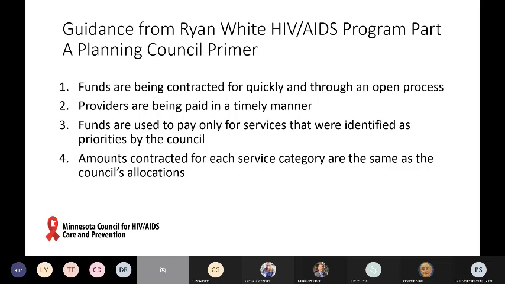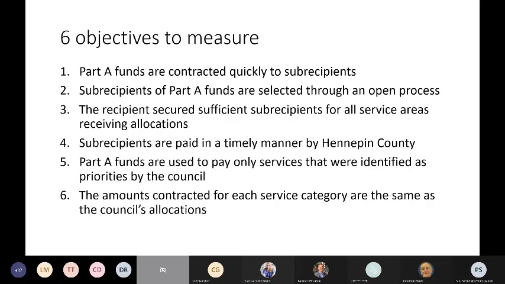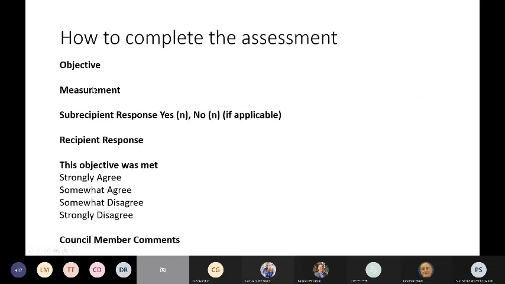When you receive the link to the survey, it is an online survey. That was a change that we made a few years ago with the Needs Assessment and Evaluation Committee. You're going to look at 6 objectives. You'll see this when you get your survey, but you're going to have the 6 objectives, and then it'll show a measurement, so how can you determine whether or not that objective was met? So just additional information that if the Part A recipient did this, then the objective was met.